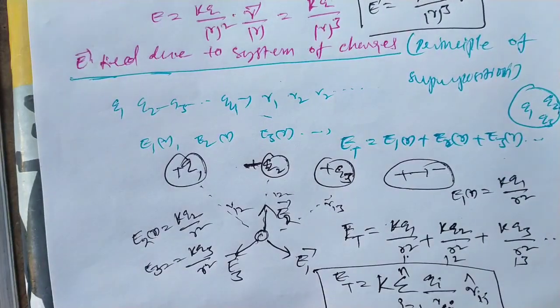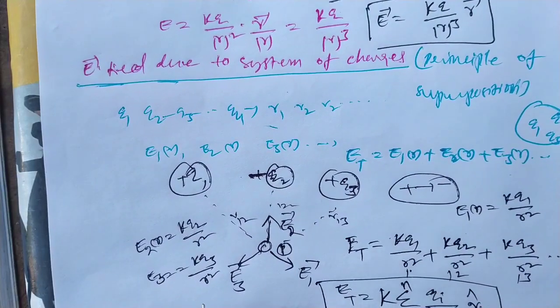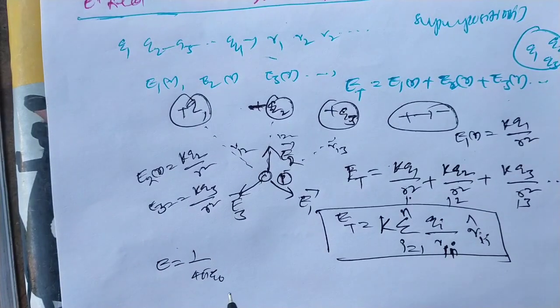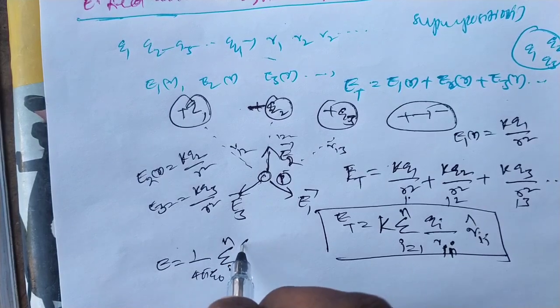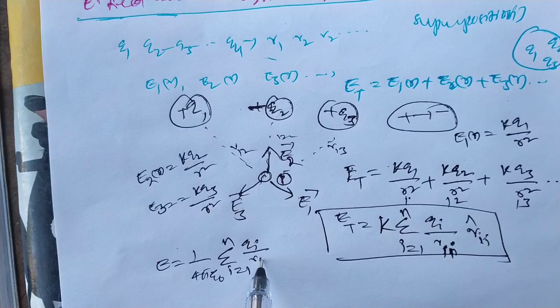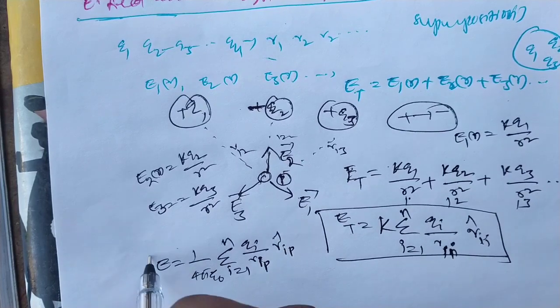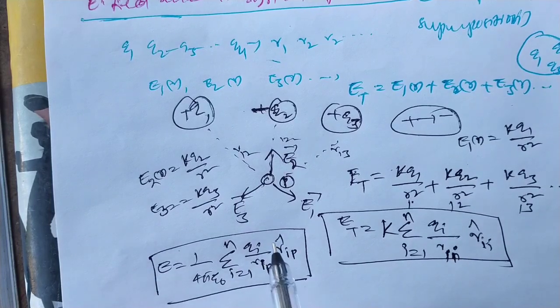You can also write the electric field at a certain point P, that is E is equal to 1 by 4 pi epsilon naught. You already know K is equal to 1 by 4 pi epsilon naught, summation of i equal to 1 to n, Qi by R iP square into R iP cap. This is the vector form of the electric field for a system having more charges.